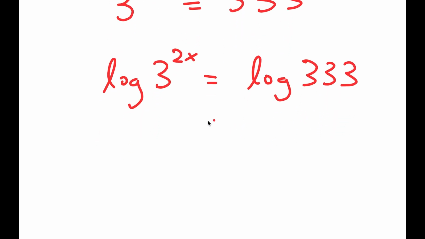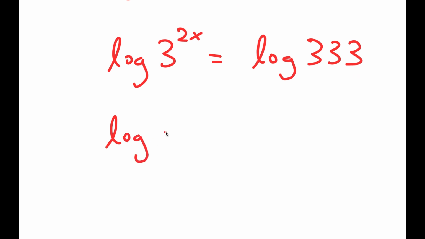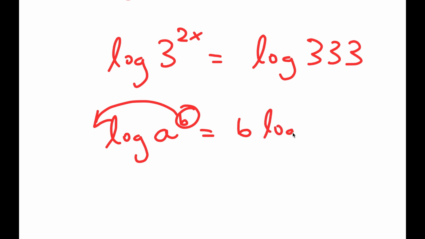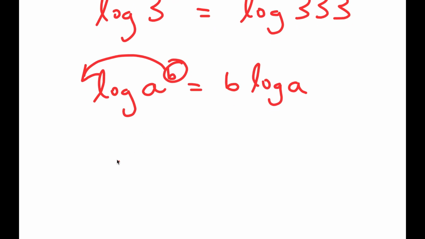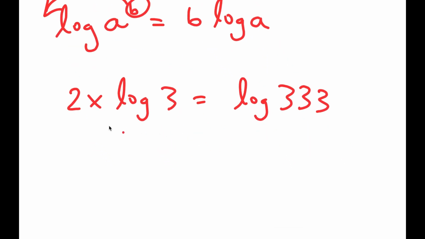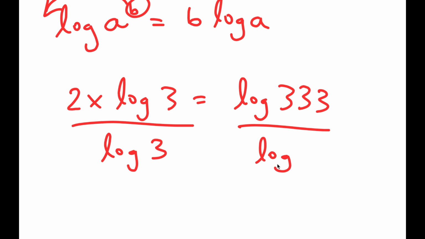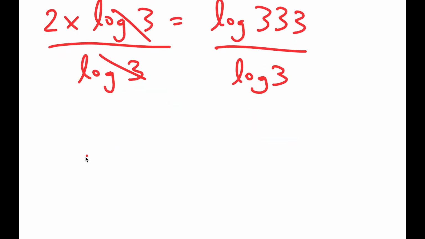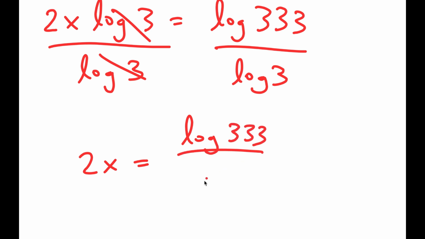And if I have something in the form log a to the power of b, I can move this exponent b to the front, so I get b times log a. So in this case, I have log 3 to the power of 2x, and I can move 2x to the front. So I get 2x times log 3 is equal to log 333. Now I'm going to divide both sides by log 3 because we're isolating x. So these two cancel out, and I get 2x is equal to log 333 over log 3.